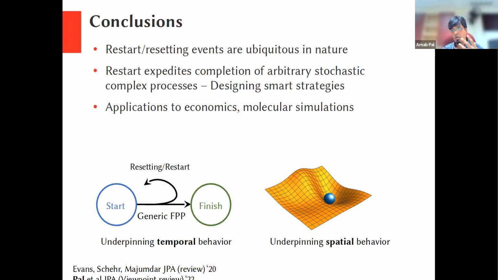So one of the hallmark properties of resetting is that resetting can expedite completion of many arbitrary stochastic processes. In other words, we can design different types of strategies based on resetting, which can help us complete any process faster. I did not really have time to talk about applications to economics and molecular simulations, which we have been trying for the last couple of years. So I will just stop here and say that there are two sides of the resetting phenomenon. One is the spatial behavior, which I started with. And then there is a general temporal behavior, a general framework, which you can use in many different setups. They are all connected to each other. I did not get time to talk about the queuing application, but there are also applications in operations research and things like that. We are trying to spearhead work along these directions too.